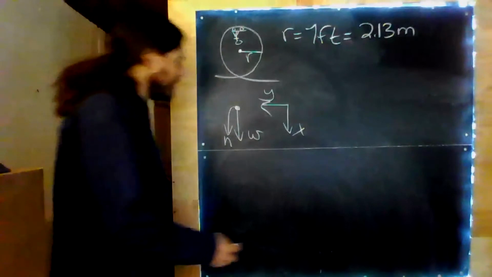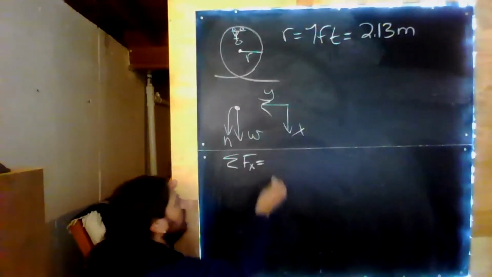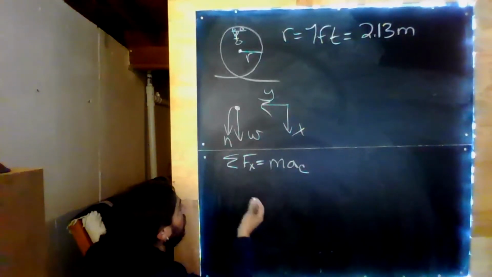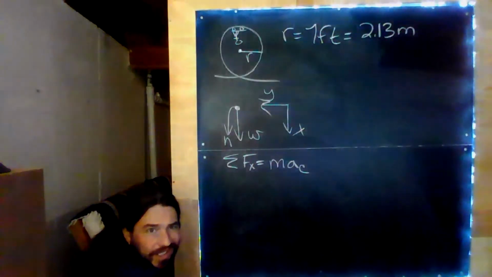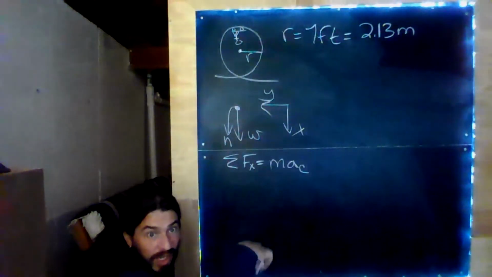Next, sum of the forces in the x direction. Let's see what happens. Well, we've got W and N. Are they positive or negative? Yeah, they're both positive, aren't they? Because I've called down positive.